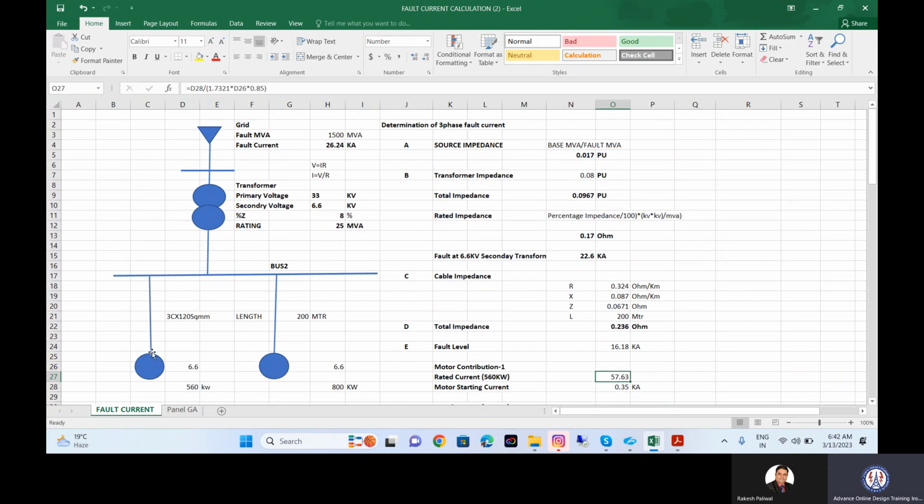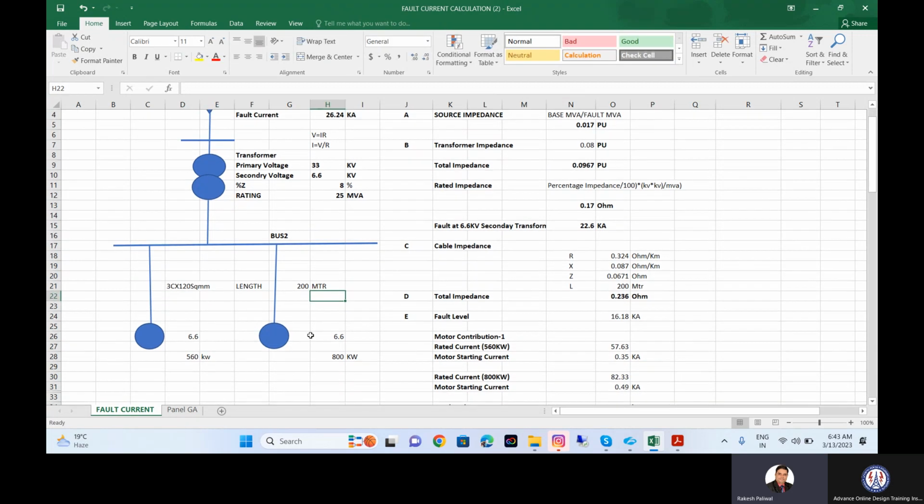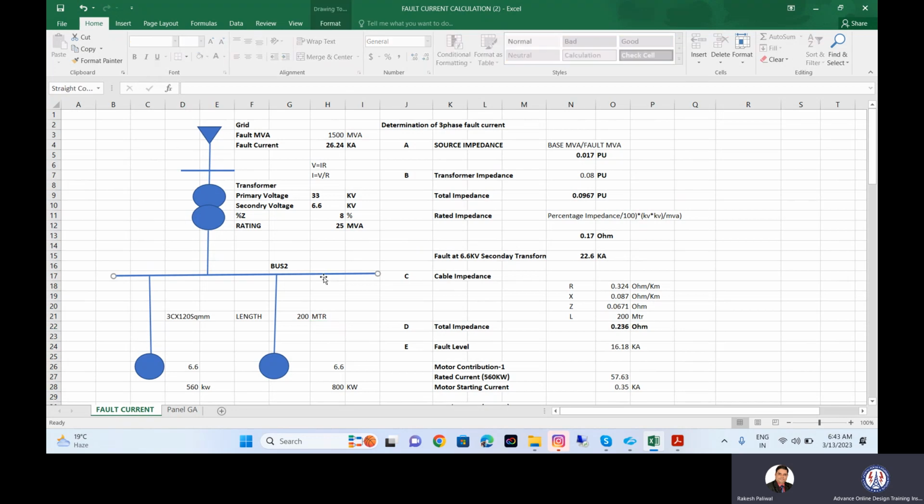What actually I am trying to tell is, suppose I have to determine the fault at this location. So how many impedances are there? This grid impedance, transformer impedance, and the cable impedance. Right? These three impedances are there. If the fault is at the bus, the fault level is more at which bus? Bus 2. Then here it is the grid impedance, transformer impedance, and the motor contribution.